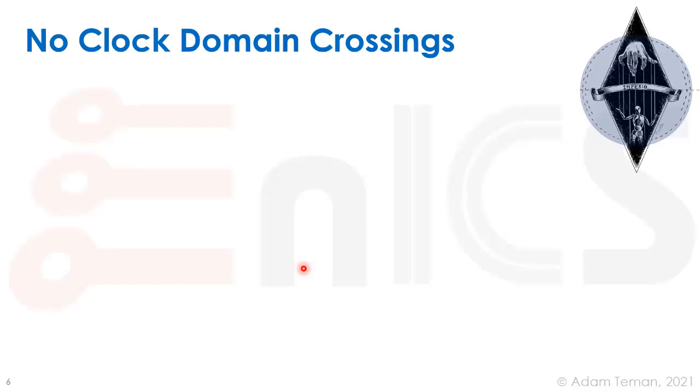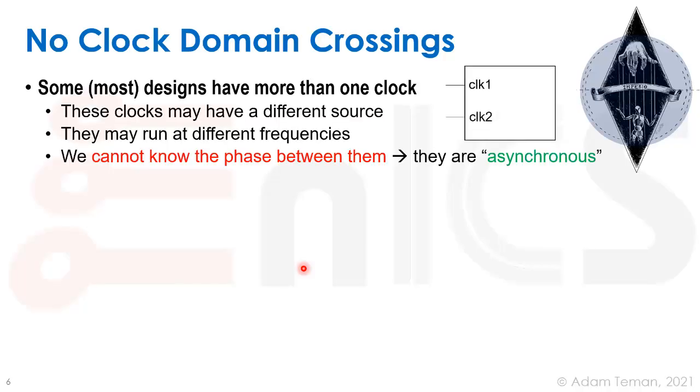Okay, the other part of the imperial curse is no clock domain crossings. This is something that's not going to happen to you in initial RTL coding, but once you get to more complex systems, you're going to have more than one clock. If we have these two clocks, clock 1 and clock 2, that come from a different source, maybe run at a different frequency, as long as we don't know anything about their source, what their phase is and so forth, these clocks are asynchronous, and we cannot have any paths that run between them.